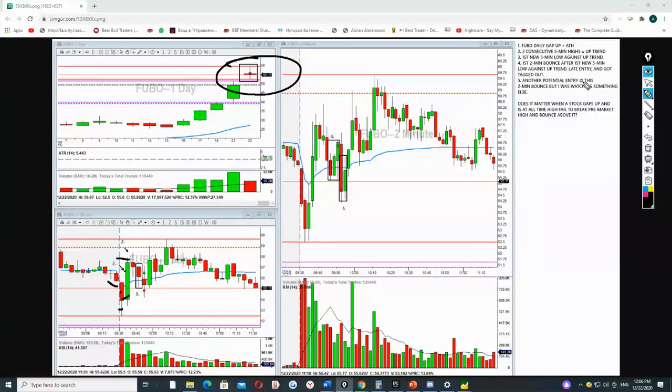Another potential entry, these 2-minute bounce. Where is it? Where is it? I guess around here.